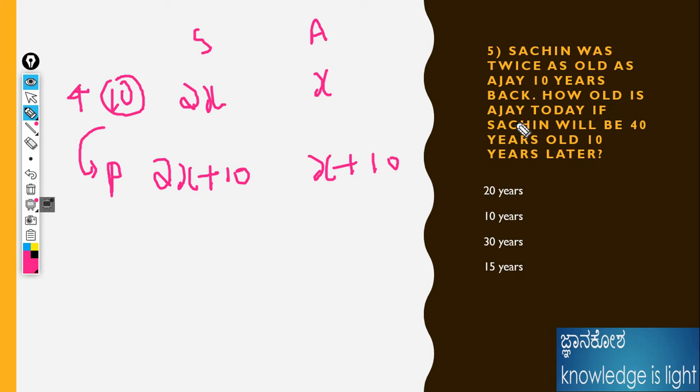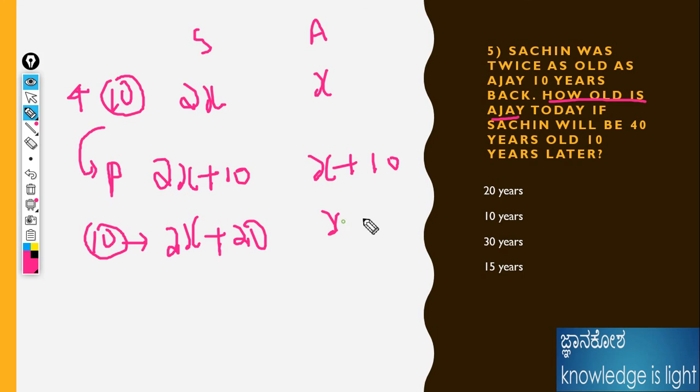Like that only. How old is Ajay today? Sachin will be 40. The question is to find Ajay's age today, given that Sachin will be 40 years old 10 years later. That means we need to add 10 years to the present ones. Therefore, 2x plus 20 and x plus 20. Sachin's age 10 years after is 2x plus 20, which is equal to 40. Fine. Therefore, x is equal to 10.